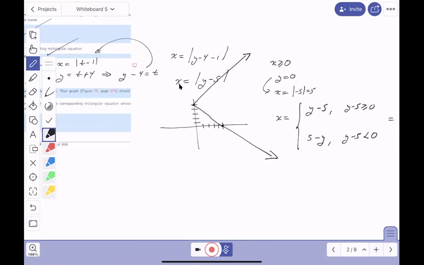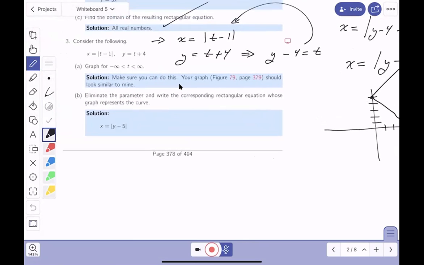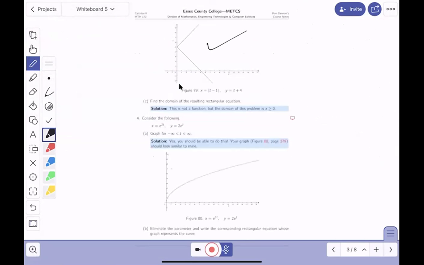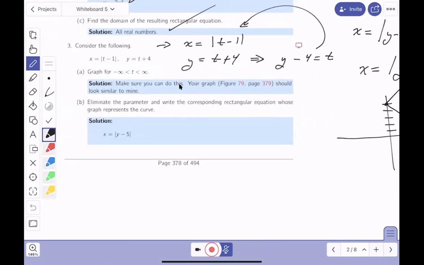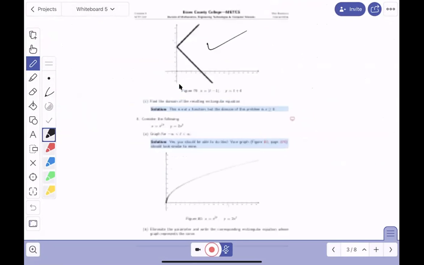All right, let's make sure that they did ask that question, and they did. I'm going to go to the graph. It says figure 79. I'm sorry, figure 79 on page 379. It's right over here. We did pretty good. What's the next thing? So eliminate the parameter. I think I did that, and that's right over here. We did that. What's the next thing?